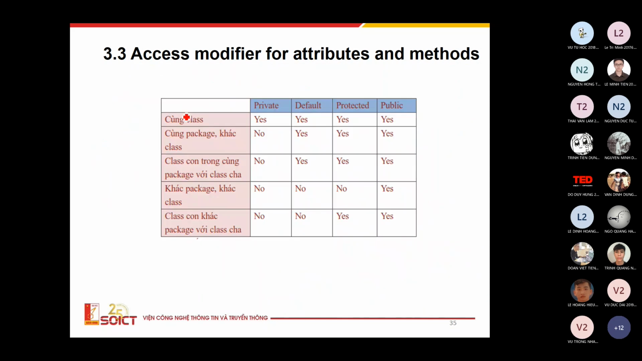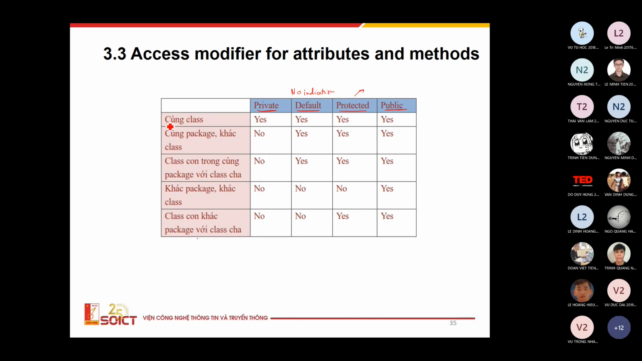And this is the table to resume to you what the access modifier can access. You have private, you have default or no indication, you have public, okay, and you have protected, which will be presented later.